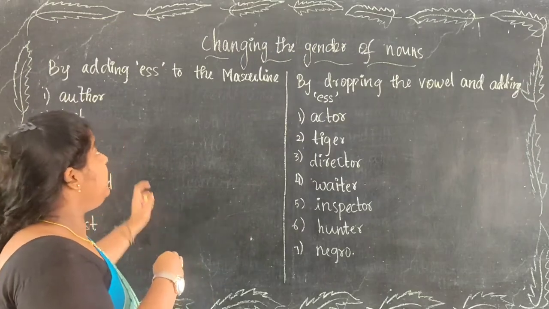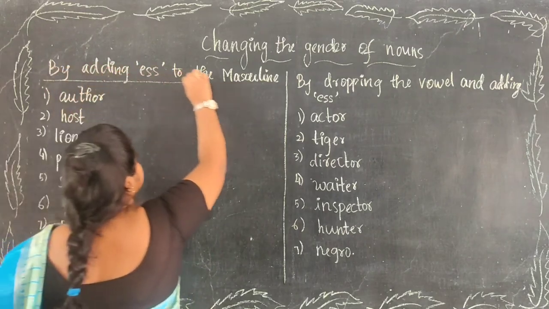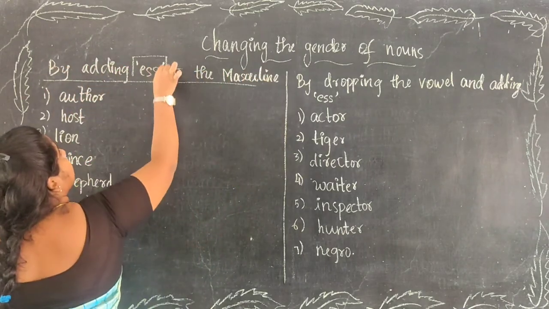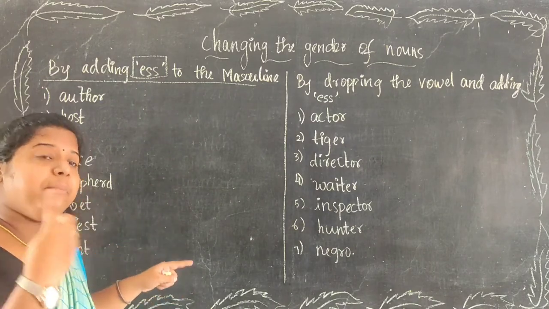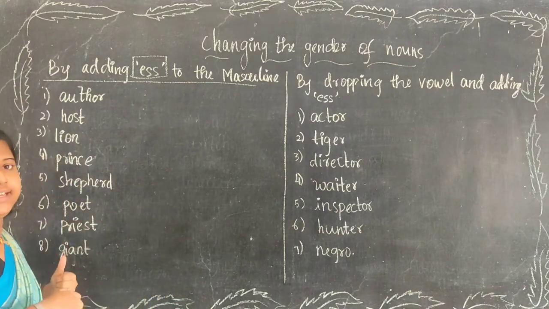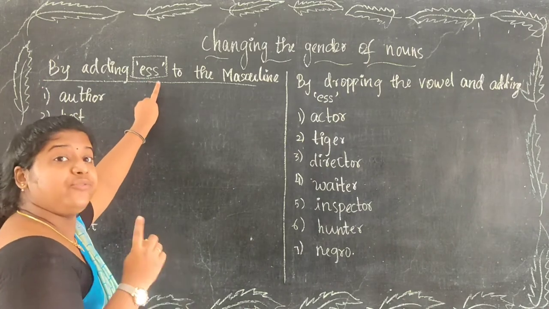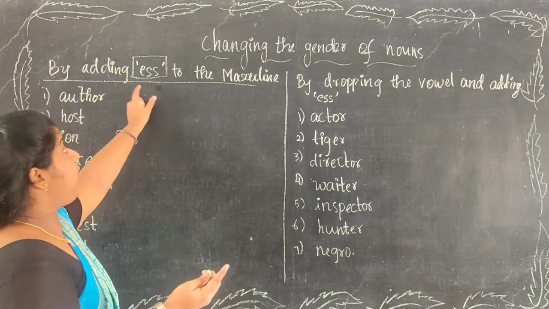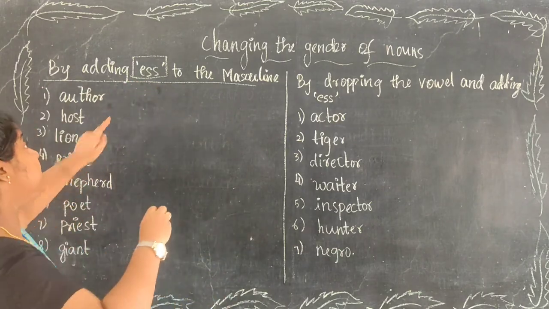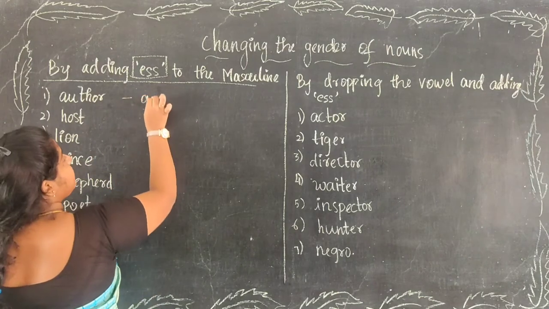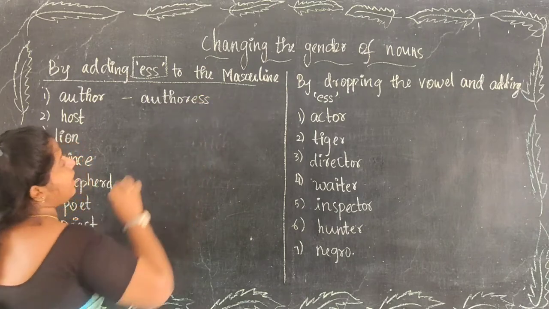By adding ESS to the masculine to form a feminine. See here, first one, author. Okay, how can we change that? We have to add ESS to the masculine gender to form a feminine gender. See, how can we change here? Author, authoress. Okay, have you understood?